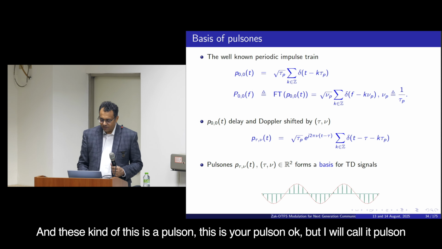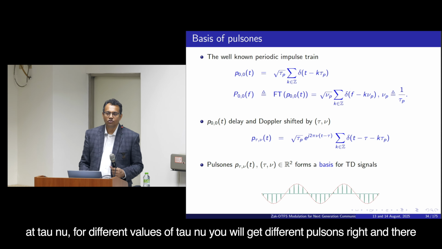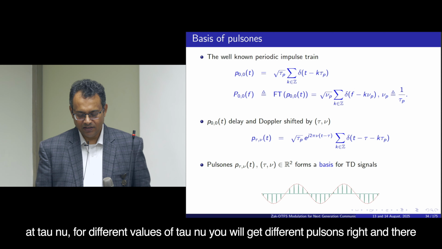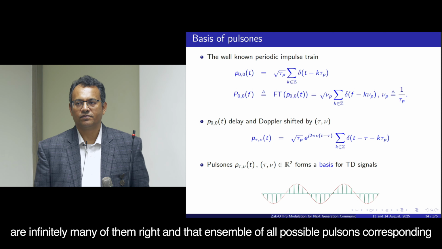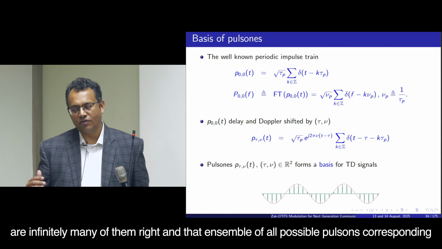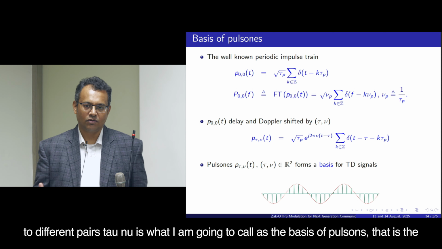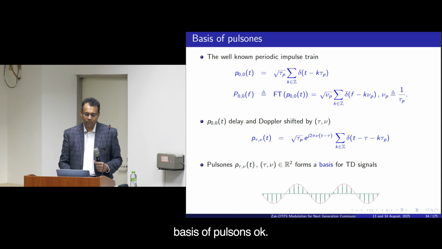And this is your pulson, but I will call it pulson at tau nu. For different values of tau nu, you will get different pulsons, and there are infinitely many of them. And that ensemble of all possible pulsons corresponding to different pairs tau nu is what I am going to call the basis of pulsons.